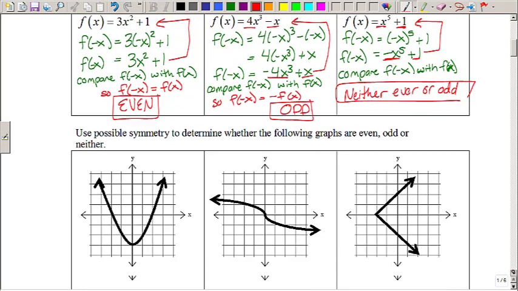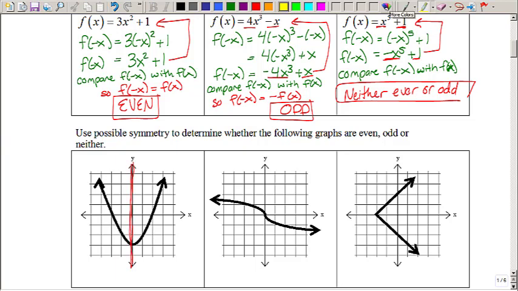So looking at these 3 graphs, the first graph, I can tell, has symmetry with respect to the y-axis. If I folded this graph along the y-axis, the yellow part of the graph would meet up with the green part of my graph, and they would be touching. Because we have symmetry with respect to the y-axis, I know that my function is an even function just by looking at the graph.